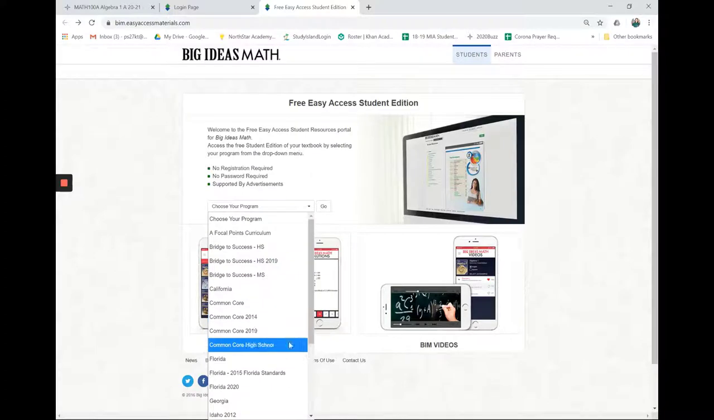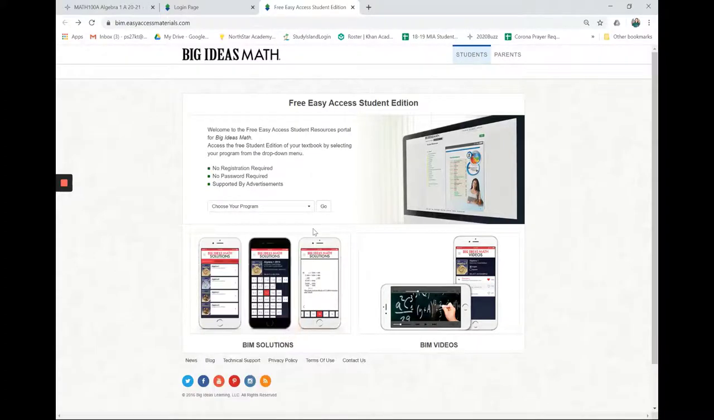They'll choose the program. It's the Common Core 2019 program. The Common Core is not the way in which the math is necessarily taught. It's just which standards we are covering. So that's the reason the Common Core is in the title. We can then go to that standard.